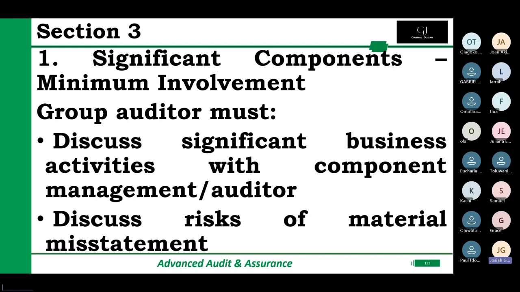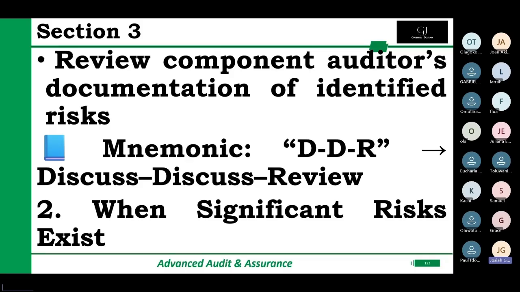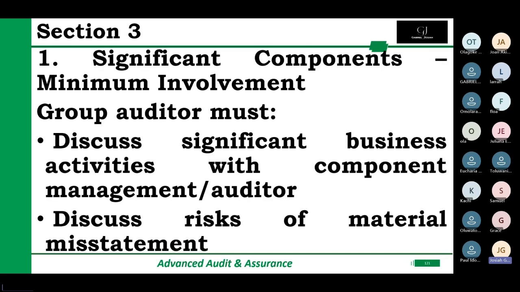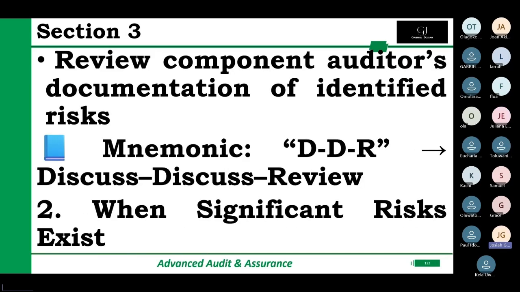So the group auditor must ensure there are verbal and documented discussions around the business activities for him to be able to understand the components practically, and also discuss risks of material misstatement in these components' financial statements. And also he needs to review the component auditor's documentation of identified risks. So he needs to really discuss and also review some of these components' output.